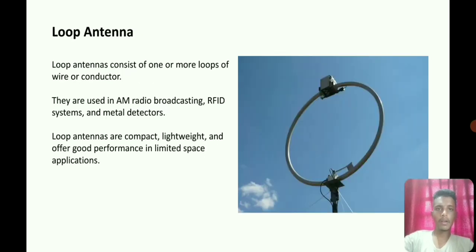And the loop antennas. Loop antennas consist of one or more loops of wire or conductors. They are used in AM radio broadcasting, RFID systems, and metal detectors. Loop antennas are compact, lightweight, and offer good performance in limited space applications.